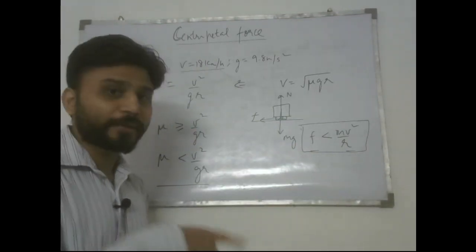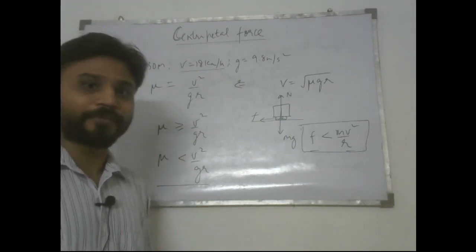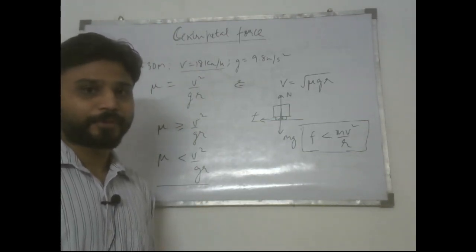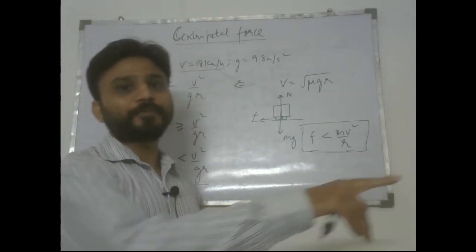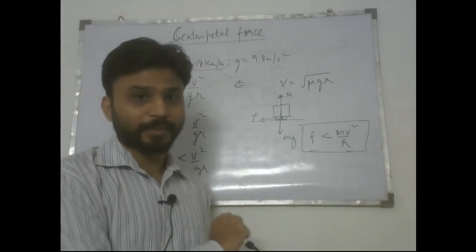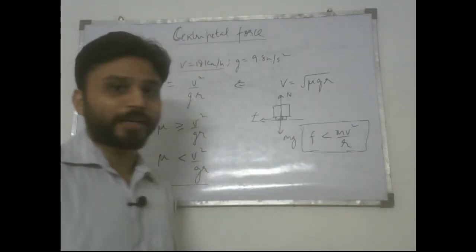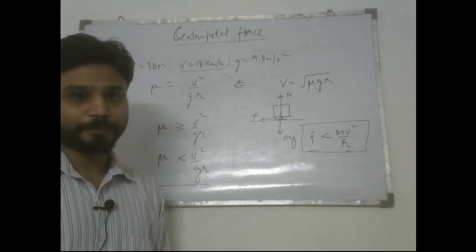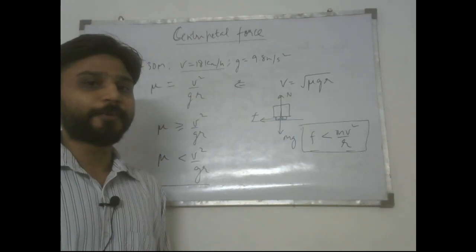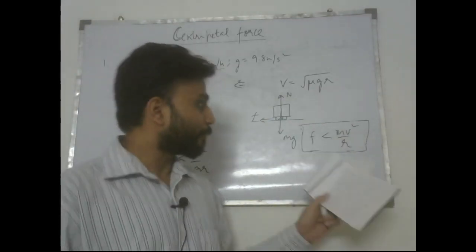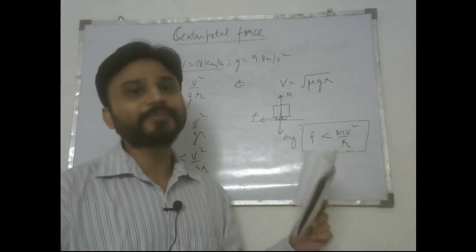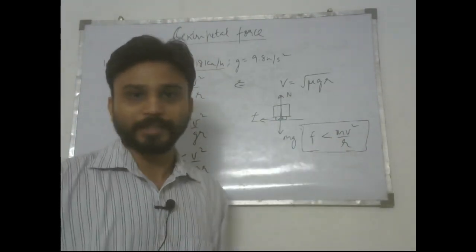If it were to match, the car would keep going in a circle, but we have to make the car slip. So that means the maximum value which the friction can reach must not match the value which the car wants. The car wants mv square by r to keep it moving in a circle. So I hope that we are understanding what is the friction force required. The friction force required is mv square by r. This is what the car wants to make it go in the circle, right?